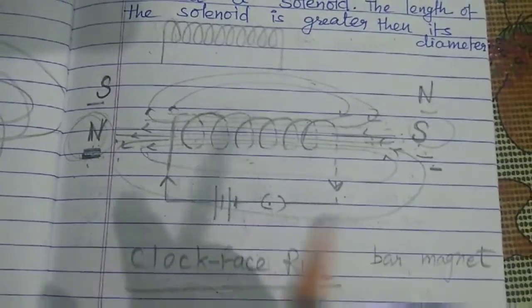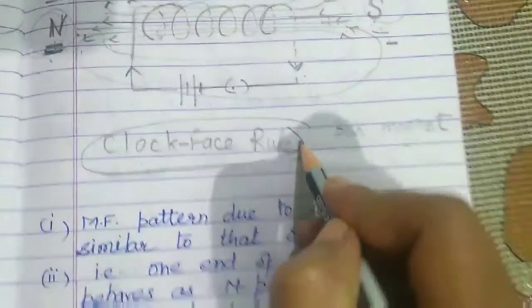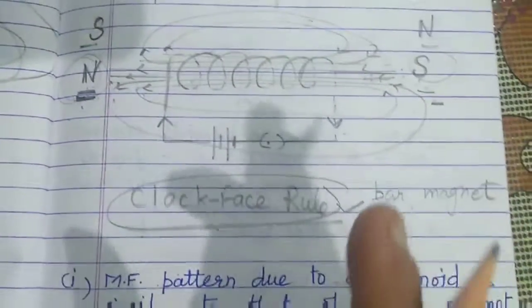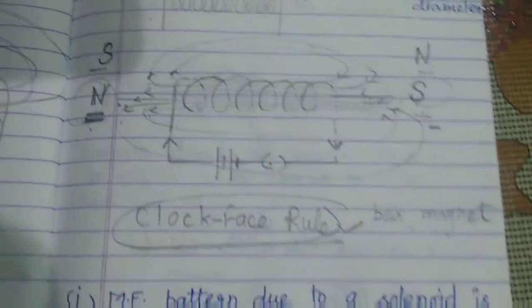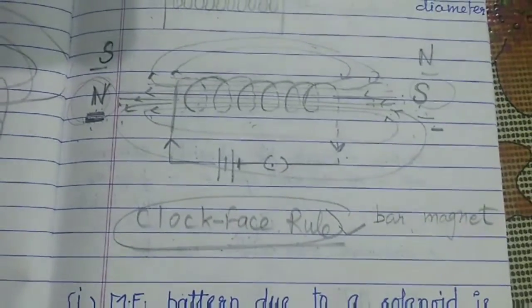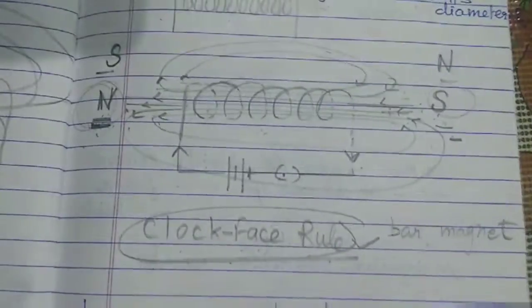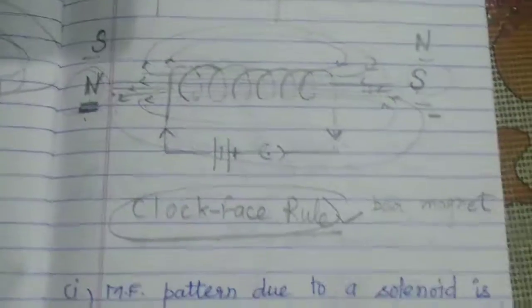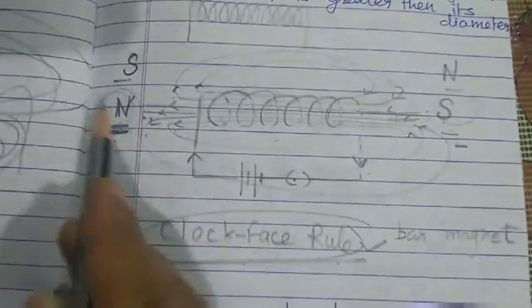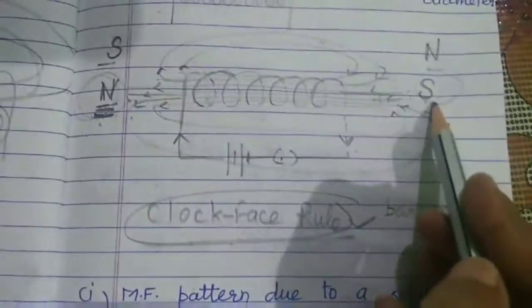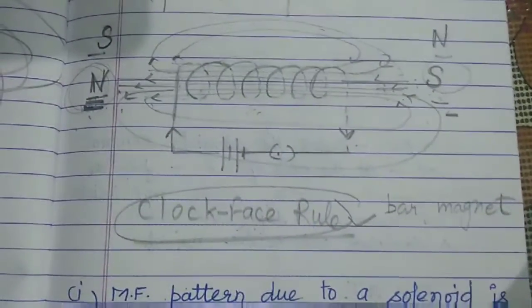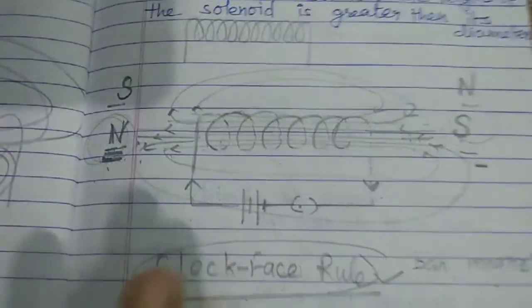This particular rule is known as clock face rule. This rule we also use in case of a circular loop, magnetic field due to a circular loop. A circular loop also generates a north pole and a south pole, and hence it behaves like a magnet. Here solenoid also behaves like a magnet.